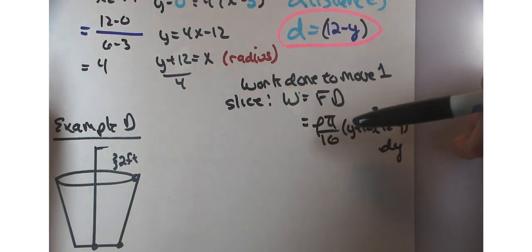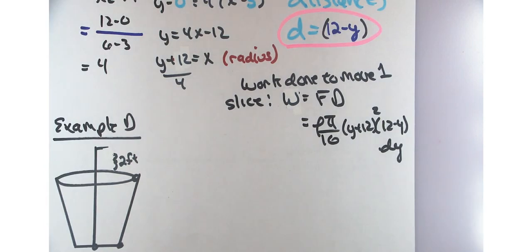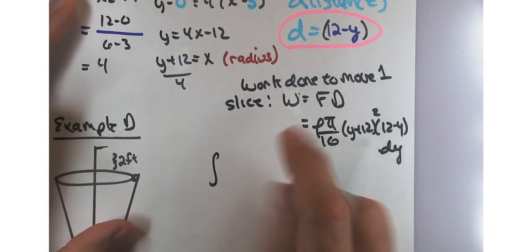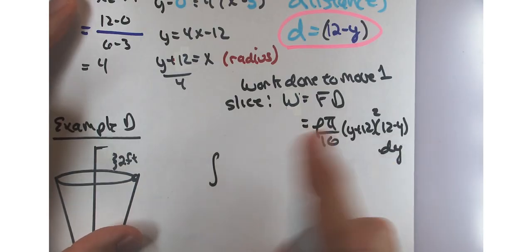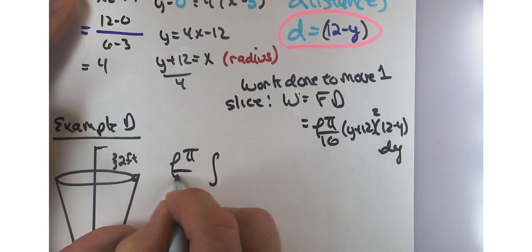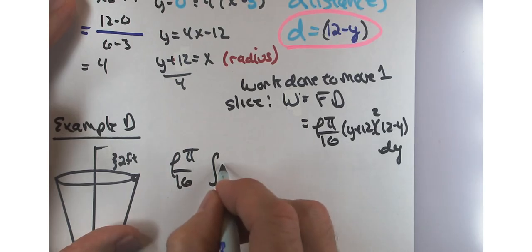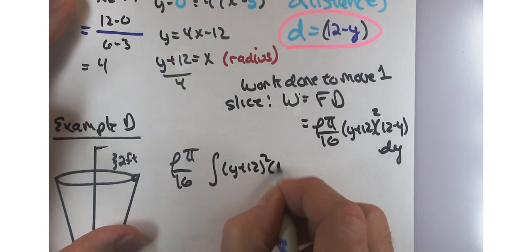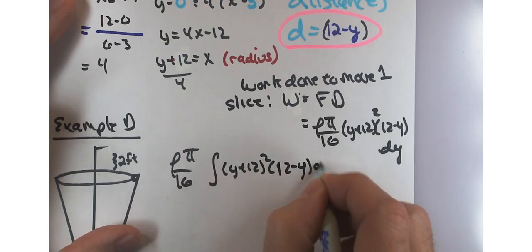The mathematical figure that does that for us is the integral. So it's going to be the integral of rho, which is 62.5. Let me put that in whenever. Over 16 times y plus 12 squared, 12 minus y dy.